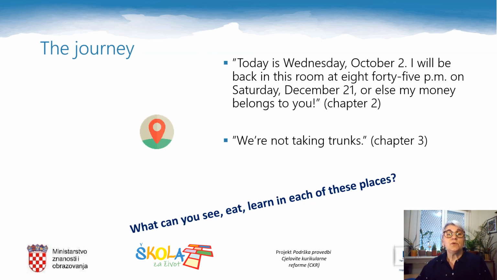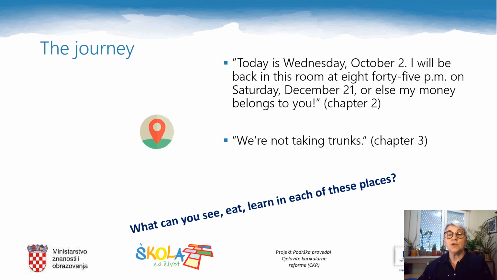In the journey, which happens in the book Around the World in 80 Days, Mr. Fogg says, "Today is Wednesday, October the 2nd. I will be back in this room at 8:45 p.m. on Saturday, December 21st, or else my money belongs to you." That happens in chapter 2. And then he goes on around the world with his valet, Passepartout, and they are traveling light. You can see that they are traveling light in his sentence, "We are not taking trunks." He says that in chapter 3.